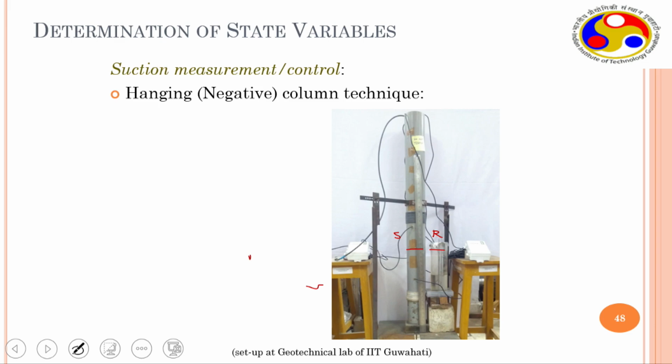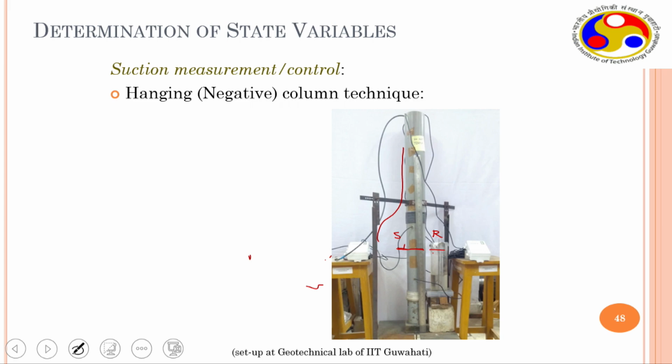Above this, you may have some capillary rise, and after that the water content would be decreasing. So at any distance from this level, say if it is 1 meter, a 10 kilopascal suction would be there. I can measure the water content correspondingly, correct? Above the water level, there is a negative pressure within the soil, correct?